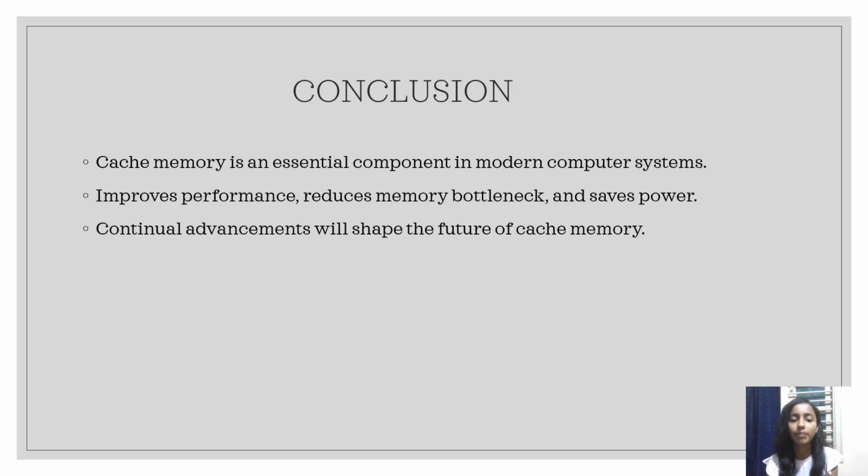The conclusion part: cache memory is a crucial component in modern computer systems. It improves performance by reducing memory latency and boosting CPU efficiency. By storing frequently accessed data closer to the processor, cache memory optimizes data access and contributes to overall system performance.